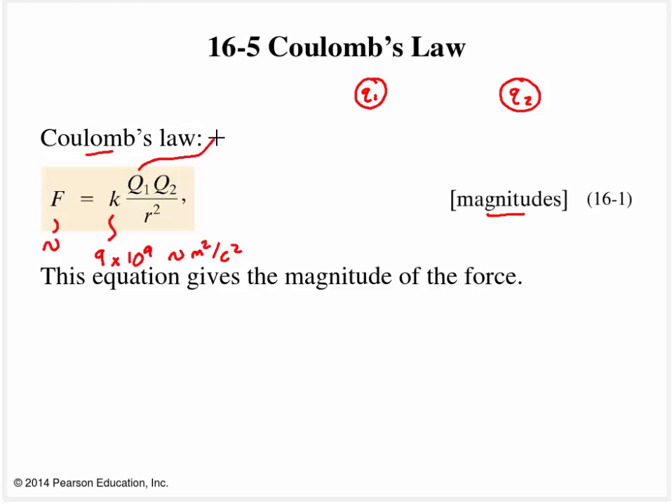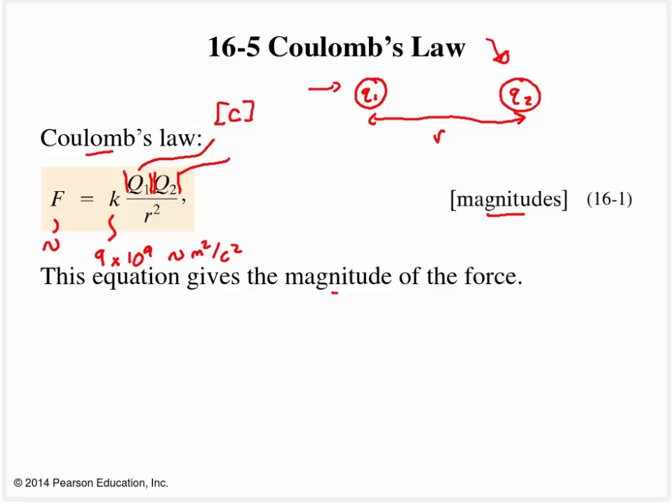So this is going to be charge 1. And this is going to be charge 2. The unit of charge is the coulomb. And again, this is just the magnitude, so no signs. We're not going to put negative signs in there. And then the distance of separation squared, so a center to center distance.